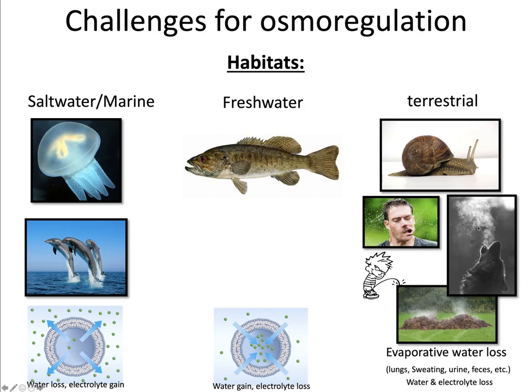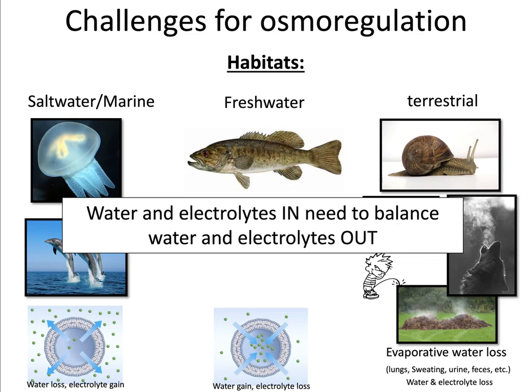And as you can see, this wolf howling here, that's water vapor being lost from that animal's lungs. This guy sweating here, that's water being lost from your body. So lungs, sweating, urine, feces, all of those things result in water and electrolyte loss. That's another thing terrestrial animals have to deal with in terms of osmoregulation. In all of these cases, osmoregulation is all about balancing the water and electrolytes in with the water and electrolytes out.